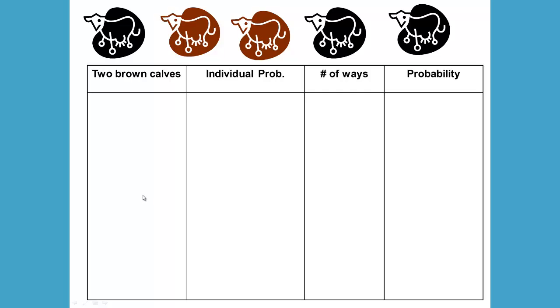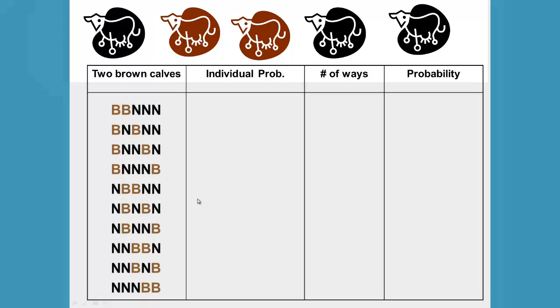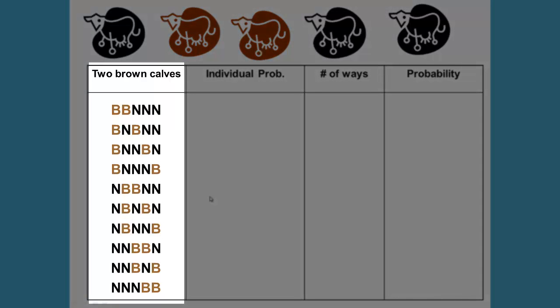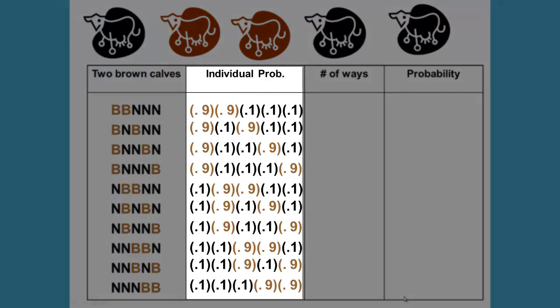And at this point, we are now looking at 2 brown calves, and the number of ways to have 2 brown calves is 10. I'm not going to read those out, but as you look there, you can see that there are 10 ways to have 2 brown calves. And then we have the individual probabilities that go along with those.